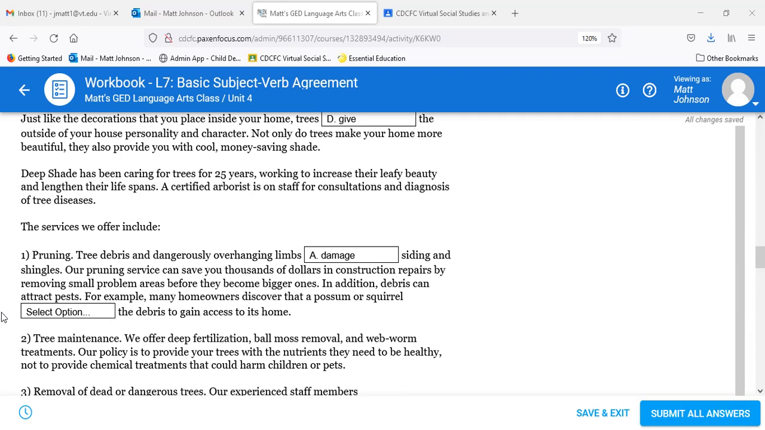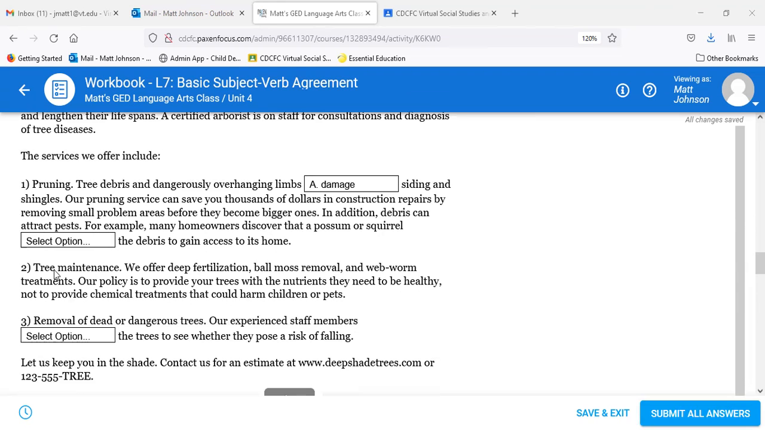Our pruning service can save you thousands of dollars in construction repairs by removing small problem areas before they become bigger ones. In addition, debris can attract pests. For example, many homeowners discover that a possum or squirrel blank the debris to gain access to its home.